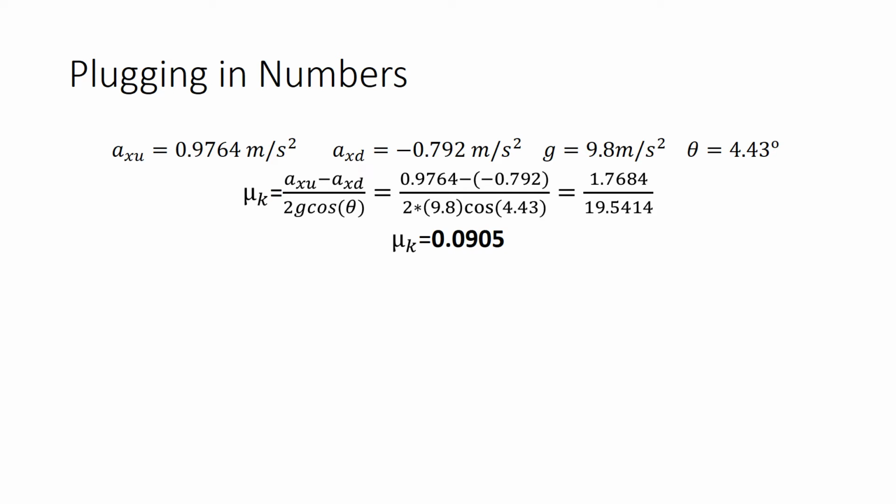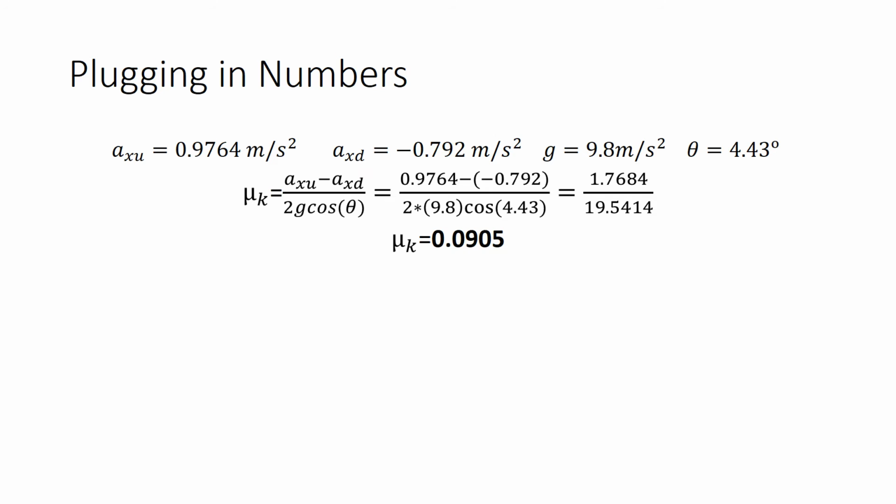And the way we found theta is by measuring the distance of the ramp and the distance of the table from the start of where we started the cart to the intersection of those two points, and taking the arc cosine of the distance of the table over the distance of the ramp. And by finding that, we found 4.43 degrees.